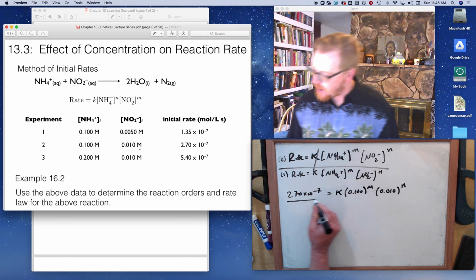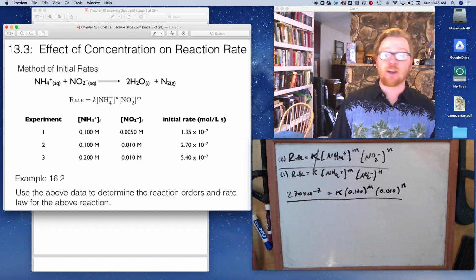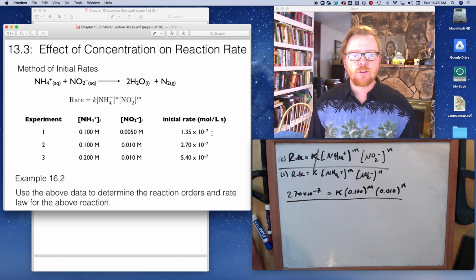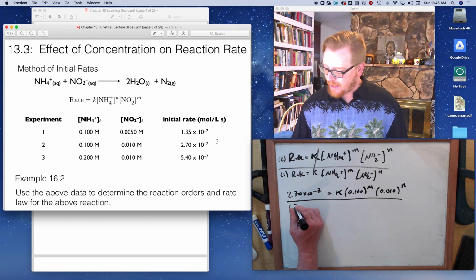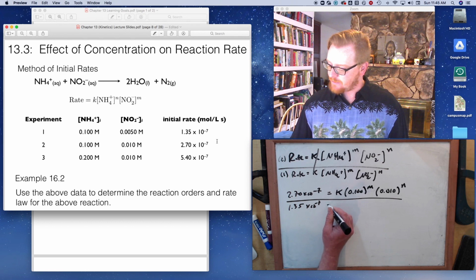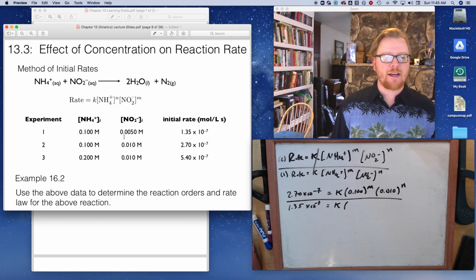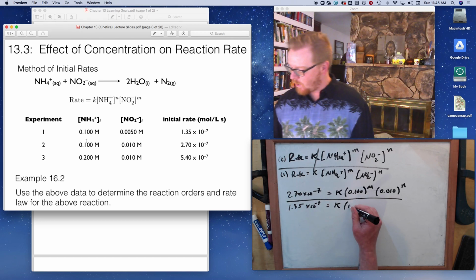And now I'm going to divide all of this by the data from experiment number 1. So then in experiment number 1, that's 1.35 times 10 to the negative 7 equals K. And then now the ammonia concentration was 0.1 molar.